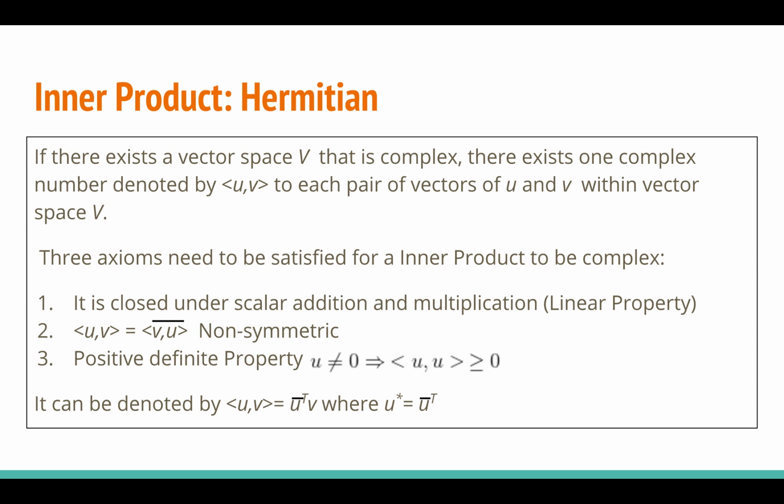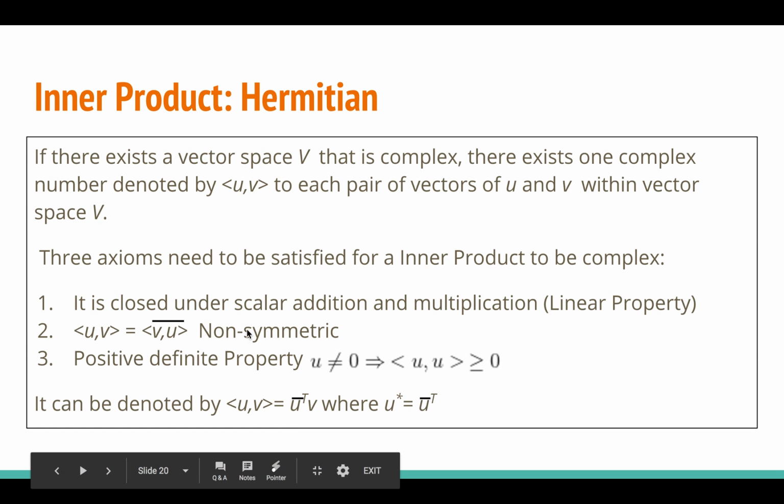For finding the inner product, if it's just numbers, it's basically u conjugate transpose times v. That's what this line here is basically.